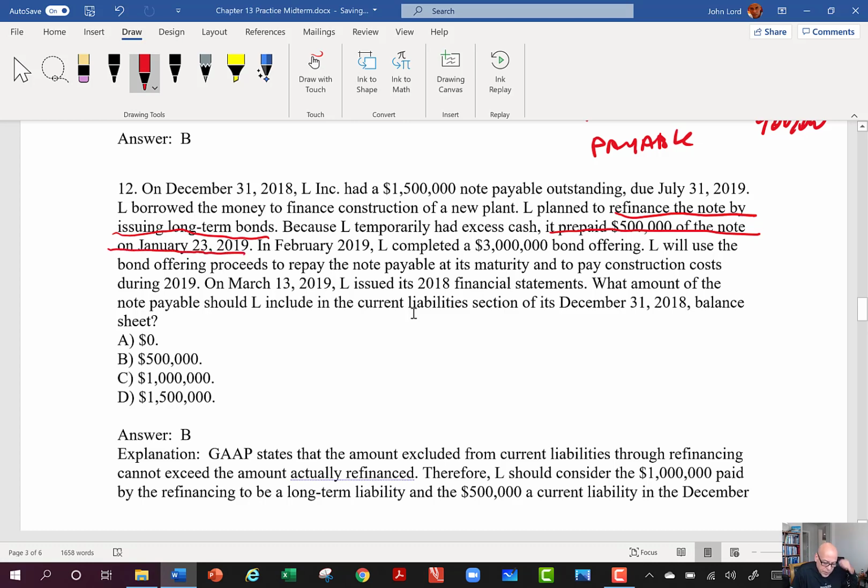2019. So I had this money that I had borrowed, and I had this 1.5 still outstanding at December 31st, and then in January of the next year, I paid down 500,000 of that. In February 2019, L completed a $3 million bond offering.